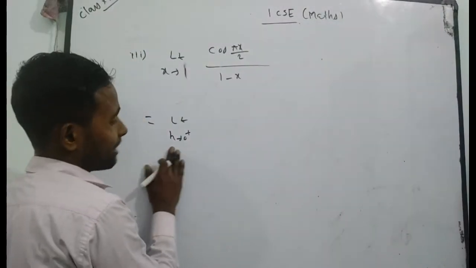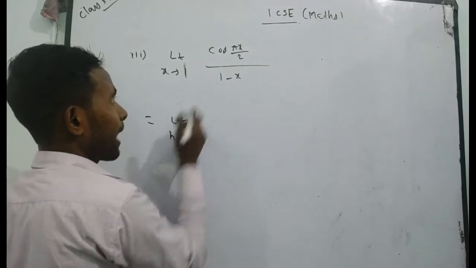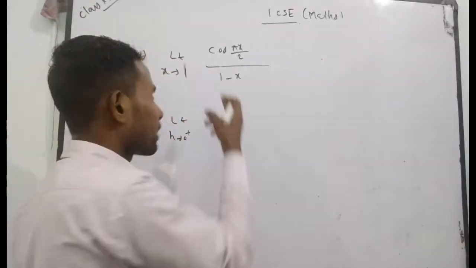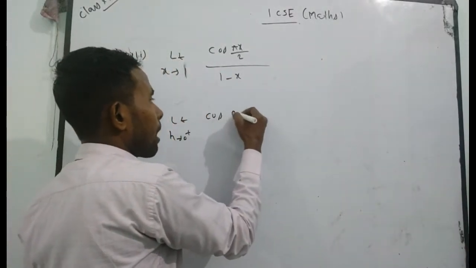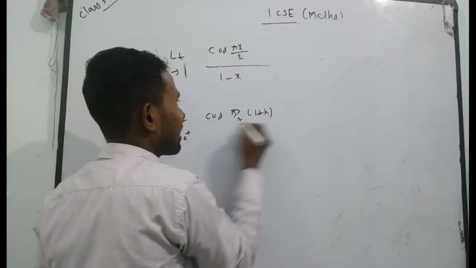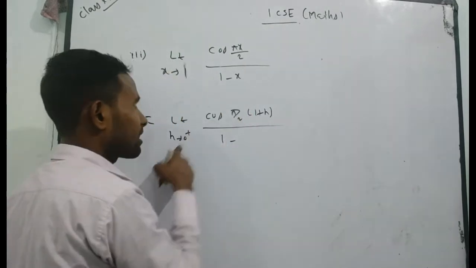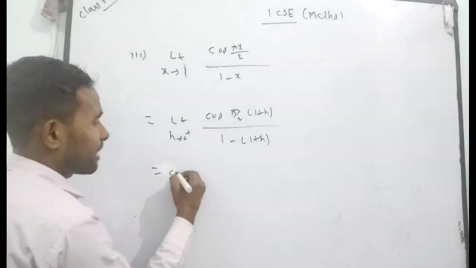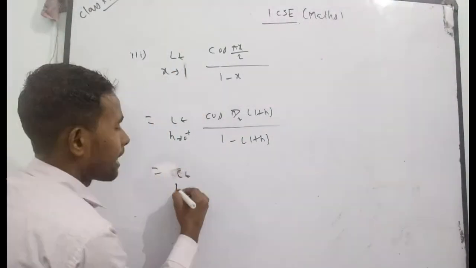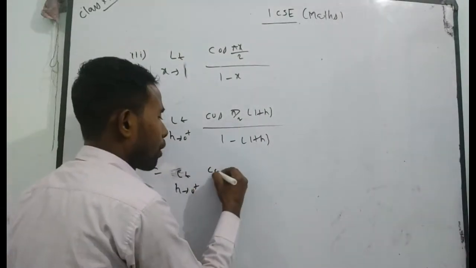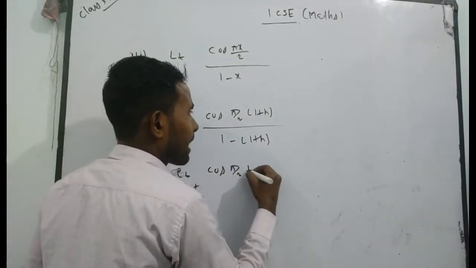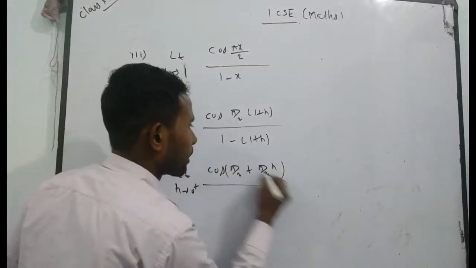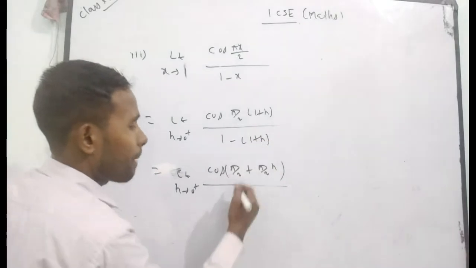So you have to definitely solve by the RHL method. Limit x tends to 1 from the right hand side, and x is simply replaced by 1 plus h. So write cos(pi by 2 (1 plus h)) divided by 1 minus x, where x is replaced by 1 plus h. After manipulating you get limit h tends to 0 from the right hand side, cos(pi by 2 plus pi by 2 h). In the denominator you get 1 minus 1 minus h, which will be minus h.